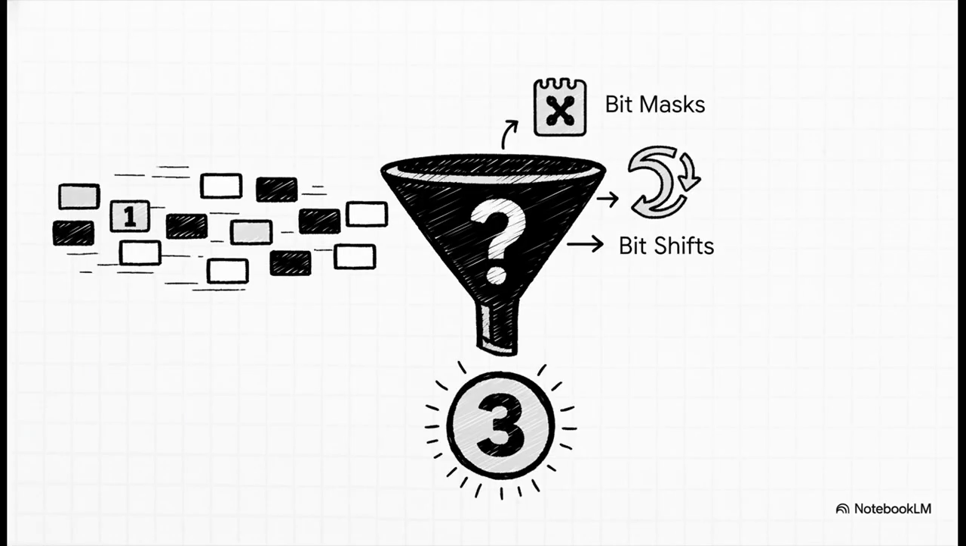And we are going to build directly on this idea in our next explainer. We're going to combine what we now know about masks and shifts to solve a classic problem. How do you efficiently count the number of ones in a binary number? That's when bit manipulation stops being just a speed trick and starts becoming an algorithmic superpower.